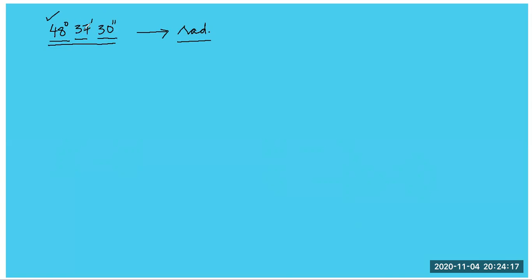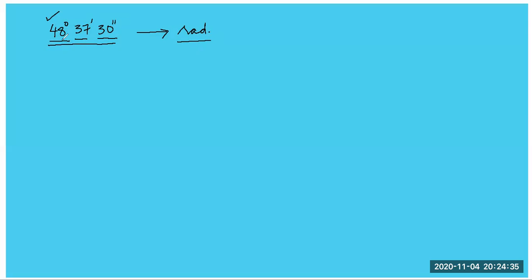So I will see 37 minutes is equal to how much degree? I will add in this. Then I will see 30 seconds is equal to how much degree? I will add in this. Then I will get the total degree. And that total degree I will convert into radian. You got it, students? So can anyone help me?